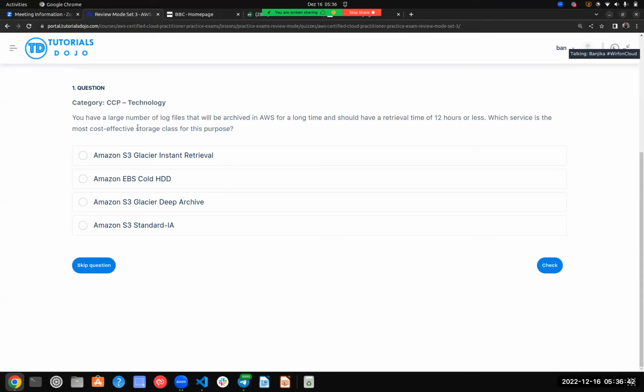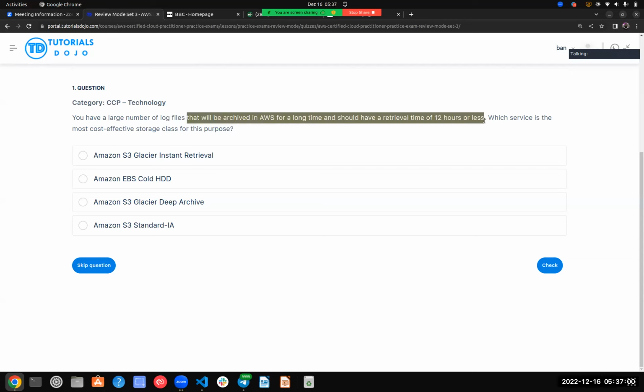So this for you, Maureen. You have a large number of log files that will be archived in AWS for a long time and should have a retrieval time of 12 hours or less. Which service is the most cost-effective storage class for this purpose? So log files that will be archived in AWS for a long time and should have a retrieval time of 12 hours or less.